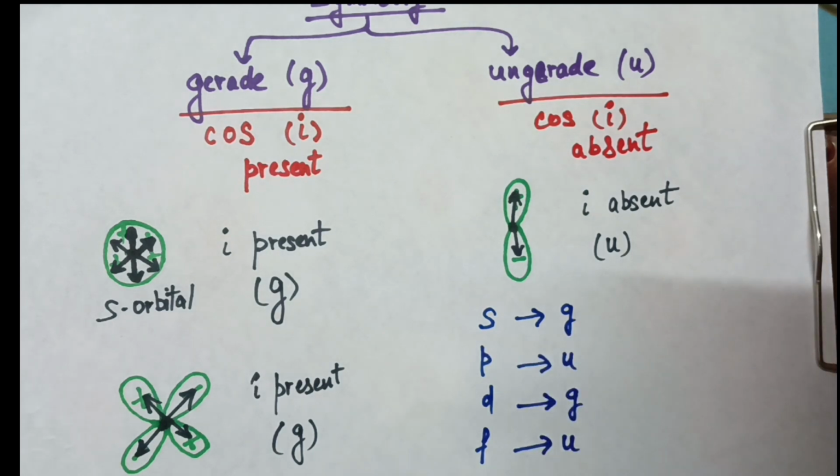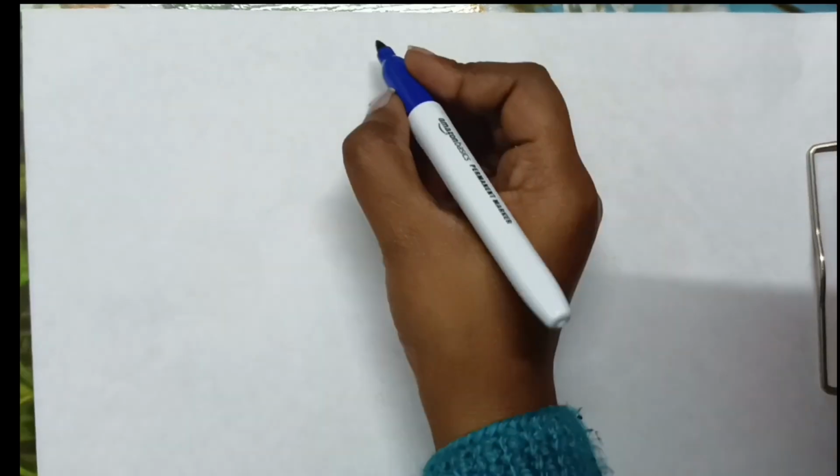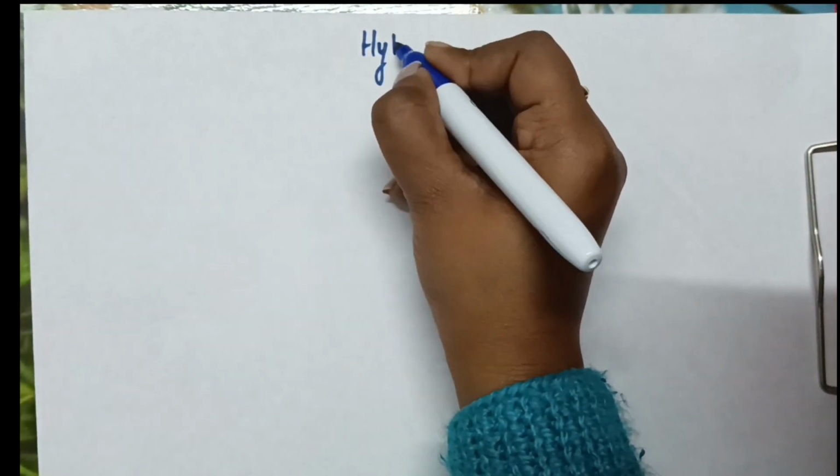Now moving to hybridized orbitals. These were not hybridized orbitals. Now we will move on to the symmetry of hybridized orbitals. Now talking about the hybridized orbitals.